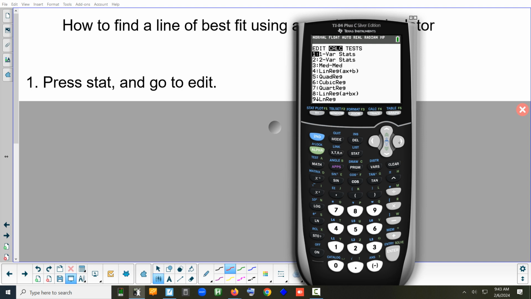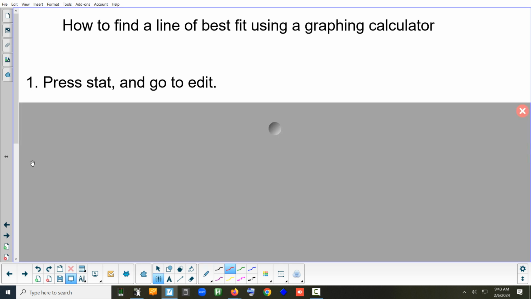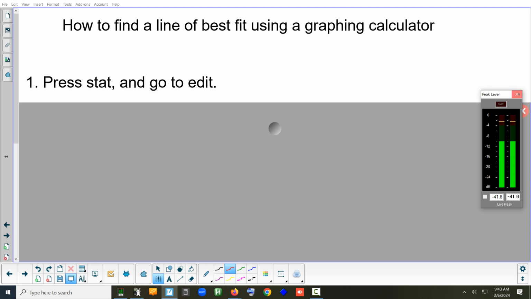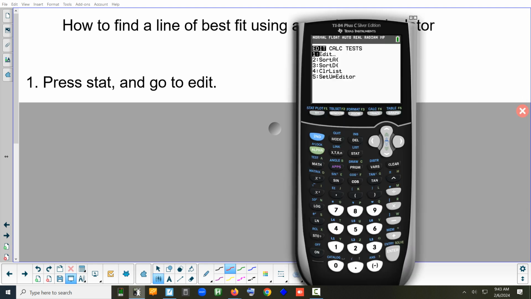If it was on something else, I would have to press the arrow and make sure it's on edit. But everybody should have the edit with a black box around it. Is there anyone that doesn't have a black box around the word edit? Once you're there, does everybody have option 1 highlighted? You don't want option 2 or 3. You want a black box around option 1. Does anybody not have a black box around the 1?